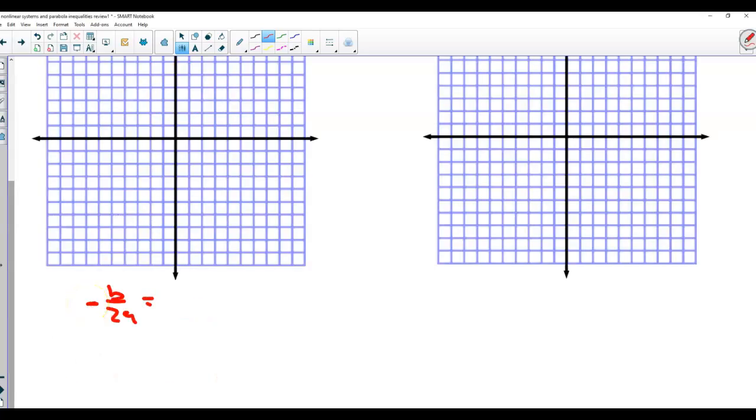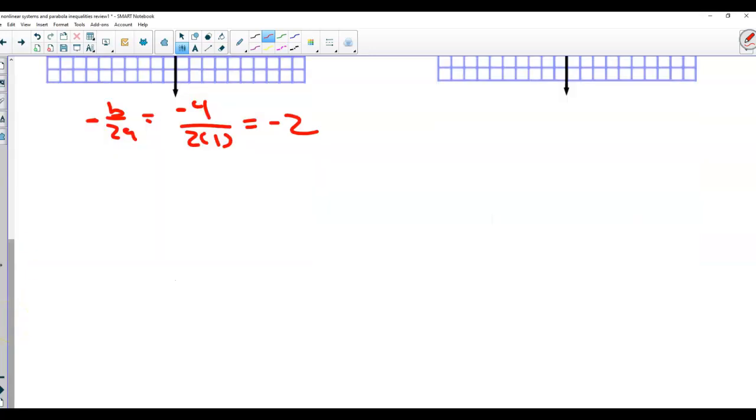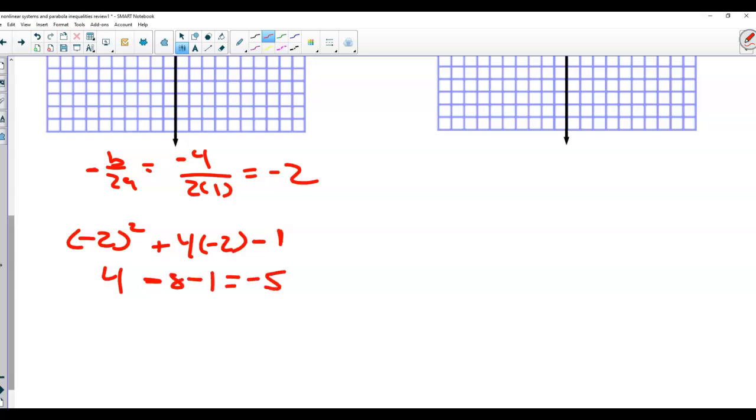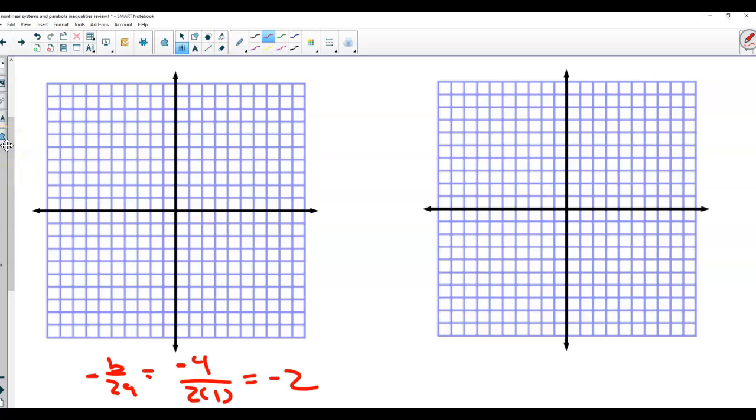Negative b over 2a, which means negative 4 over 2 times 1, we get negative 2. We plug the negative 2 into our equation. Negative 2 squared plus 4 times negative 2 minus 1. Positive 4 minus 8 minus 1, we get a negative 5. So my vertex here is negative 2, negative 5. And I'm going to plot that right away. Negative 2, 1, 2, 3, 4, 5.